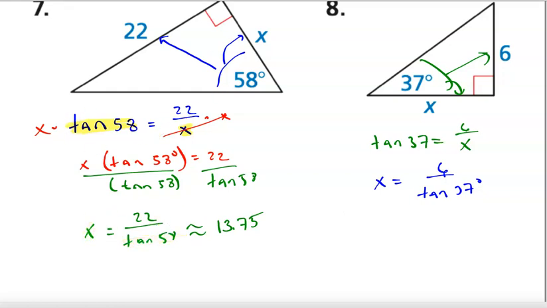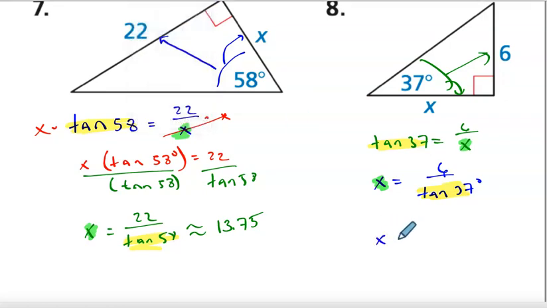Let me see if I can color code that a little nicer. Numerator, denominator, denominator, numerator. So I'm going to use that same shortcut here. Numerator, denominator, which now becomes my new numerator and my new denominator. Just a quick little switch.